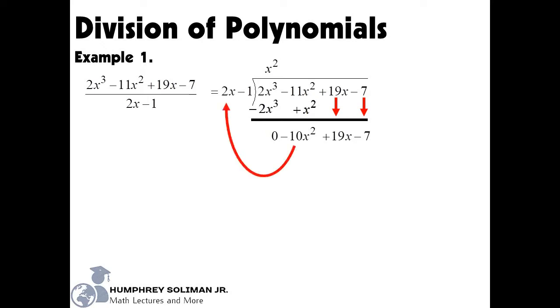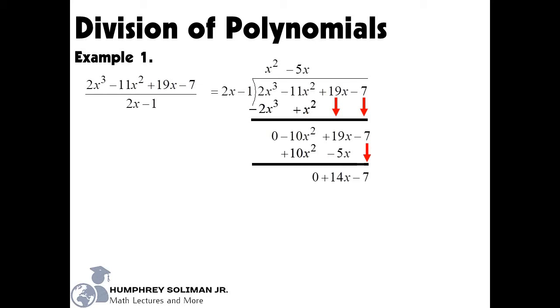This time, we will divide negative 10x squared by 2x. This will be negative 5x. Next, we will multiply negative 5x to 2x. This will be negative 10x squared, and then, we will also multiply negative 5x to negative 1. This will be 5x. After that, we need to subtract negative 10x squared plus 5x from negative 10x squared plus 19x. To do that, we need to change the signs and proceed to addition. This will give us 14x. We will bring down negative 7.